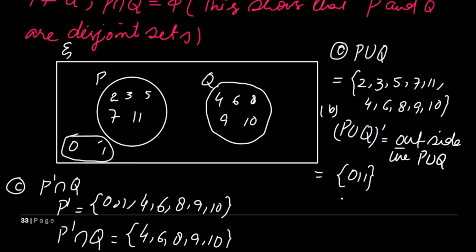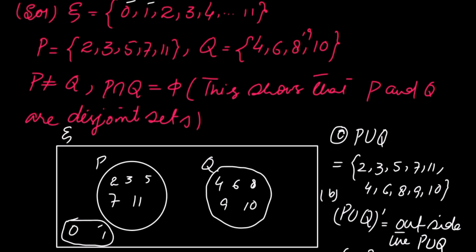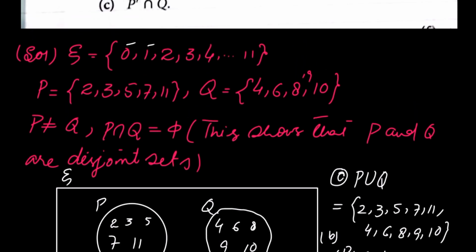So I hope you now have a clear understanding of this question. This is a very short and simple question, and today's lecture completes the three types of sets: overlapping sets, disjoint sets, and when one set is a subset of the other.